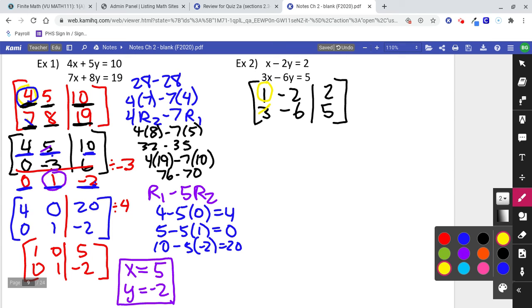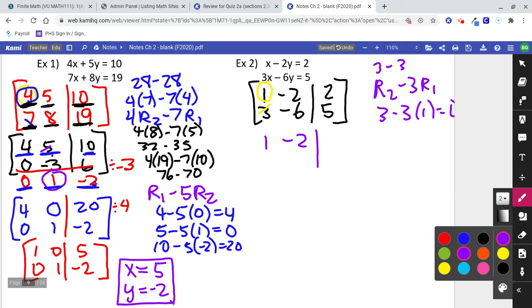LCM of 1 and 3 would be 3, right? So we want a statement that's going to say 3 minus 3. There are several ways of doing it, but what I might do is row 2 minus 3 row 1s, because that's going to be 3 minus 3 times 1. That's going to make 0, right? So leave the top row alone. We're not changing the top row yet. We're changing the bottom row because I want to change that 3 into a 0. So if I do row 2 minus 3 row 1s, I'd have 3 minus 3 times 1. I'd have 0 there. Okay, good. That's what I wanted.